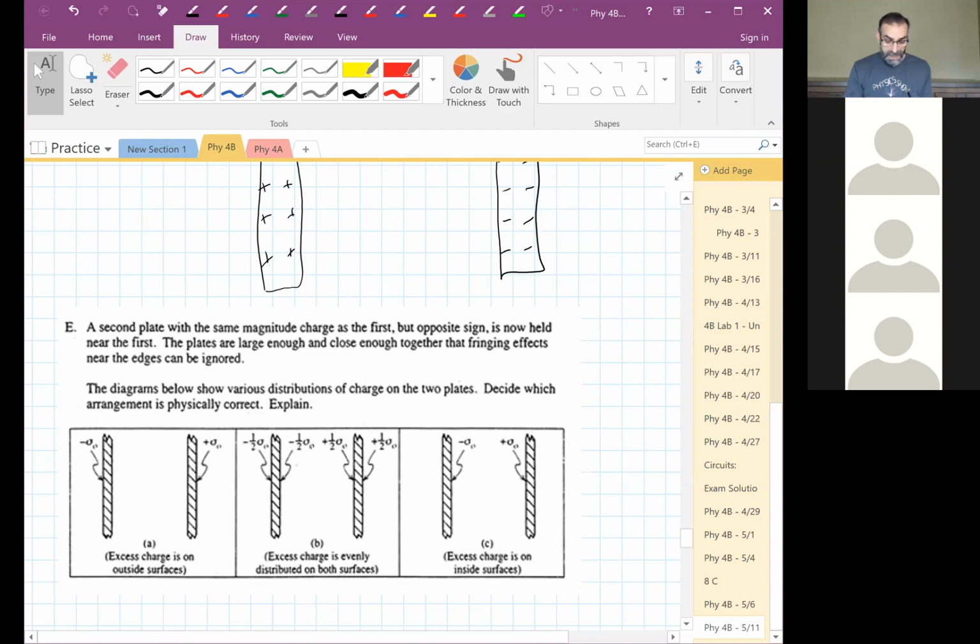Where is that charge going to end up? Does it stay where it is? Does it move?